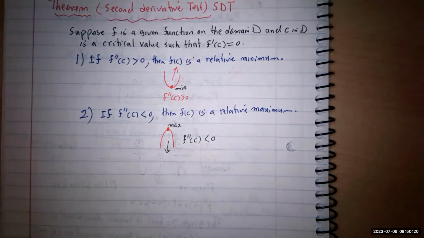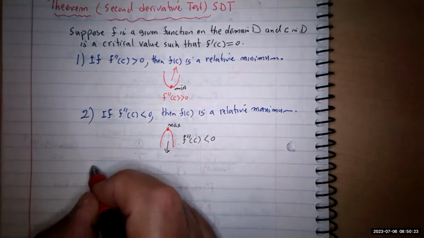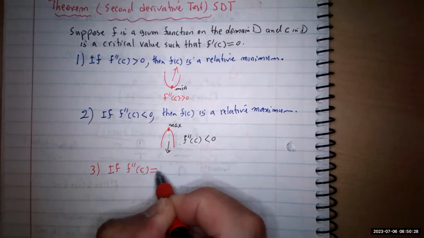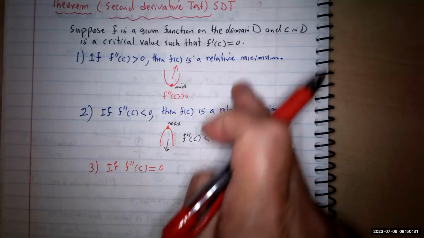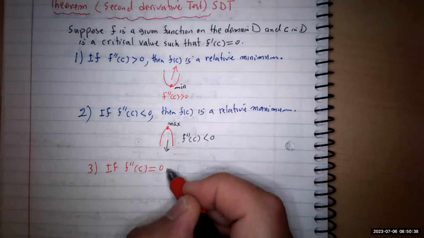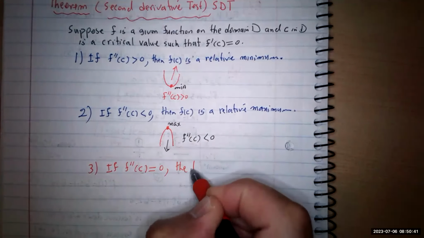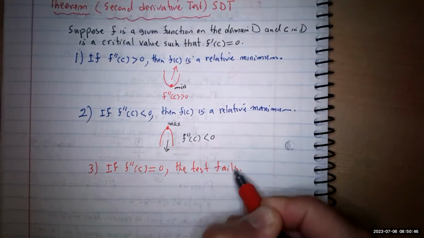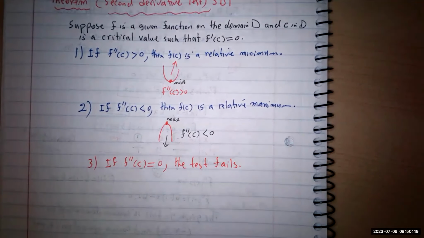Of course, there is going to be a third possibility. If you are unlucky, you may get f double prime of C equal to 0. If you get equal to 0, bad luck, you cannot use this test. You have to go back and use the first derivative test. So the test fails. This means you have to go back and use the first derivative test in this case to check it.